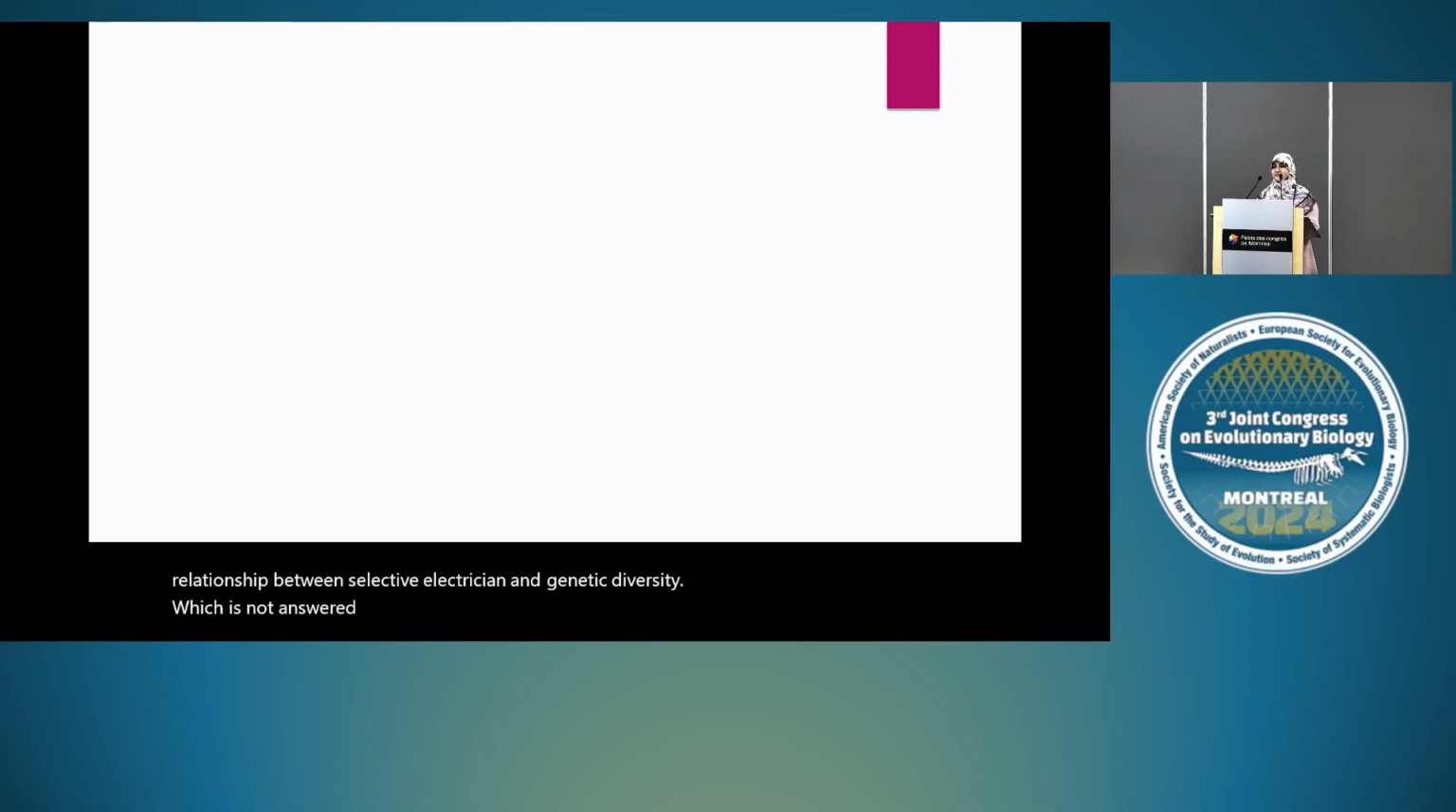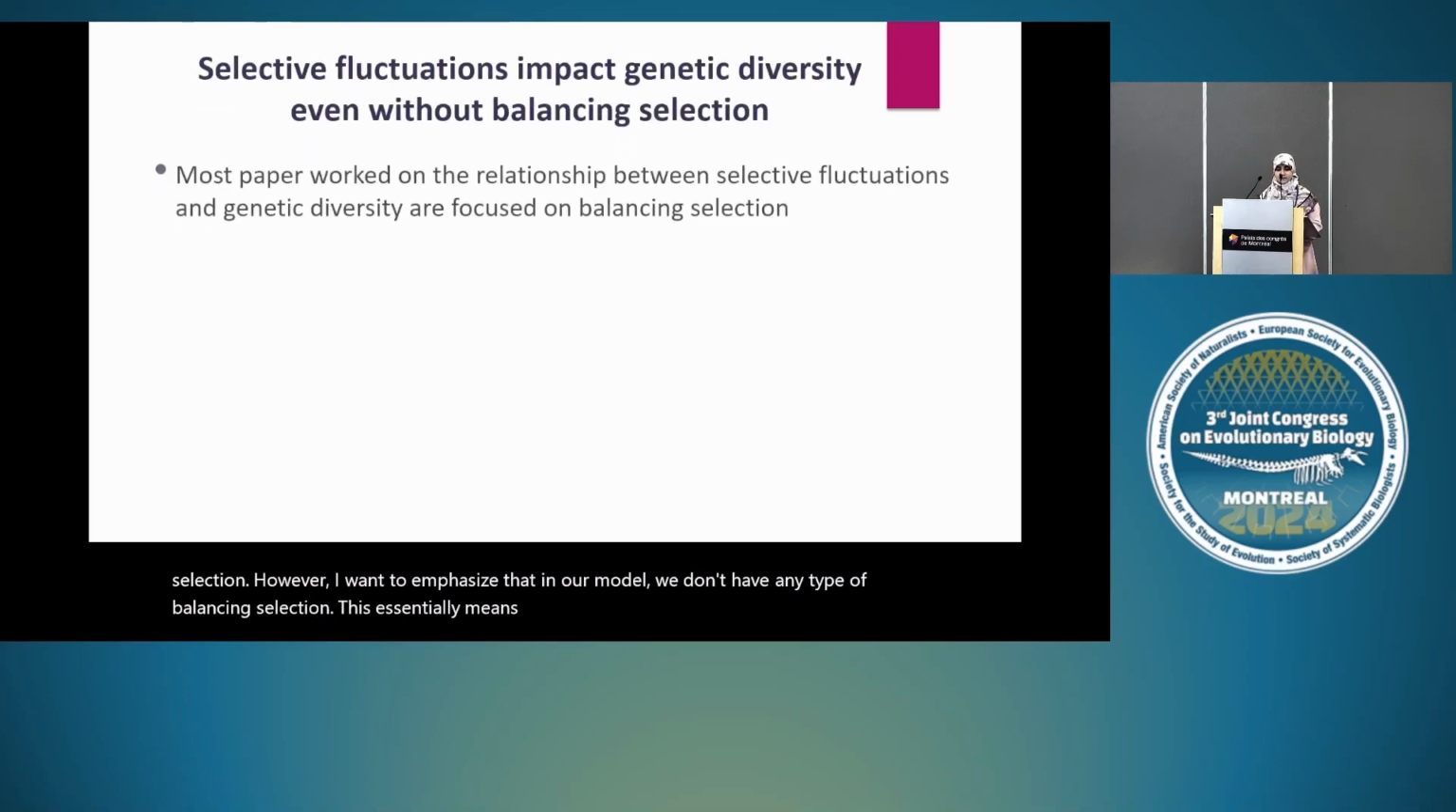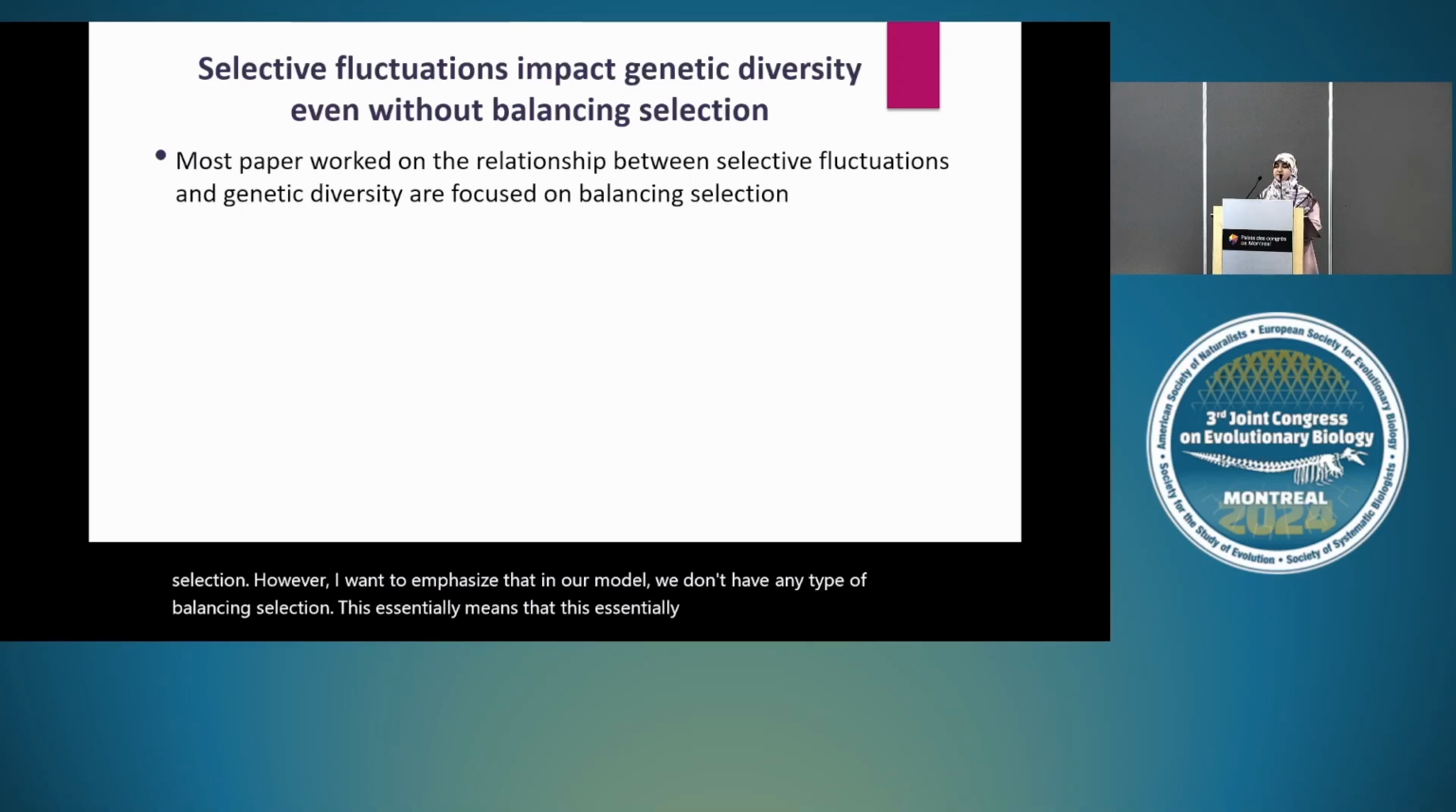If we take a look at the previous studies in this area, we can see that most of them incorporate the assumption of balancing selection. However, I want to emphasize that in our model, we don't have any type of balancing selection. This essentially means that mutations are allowed to always go to fixation or loss, depending on their dynamics.